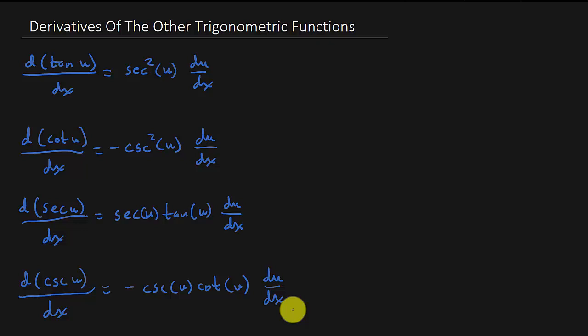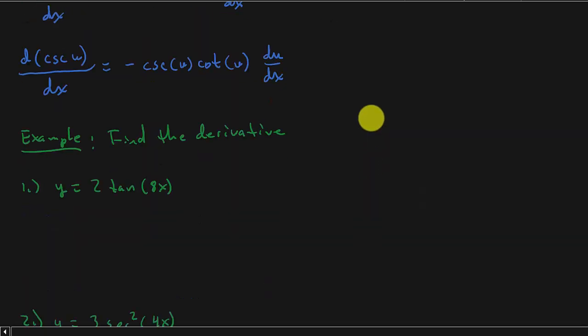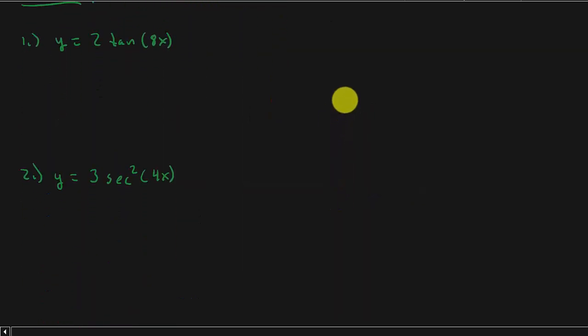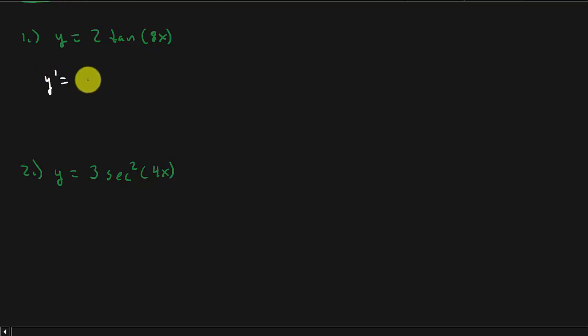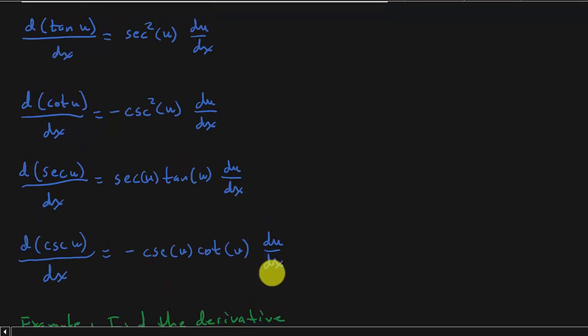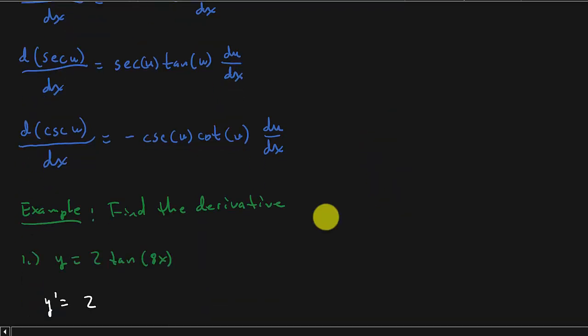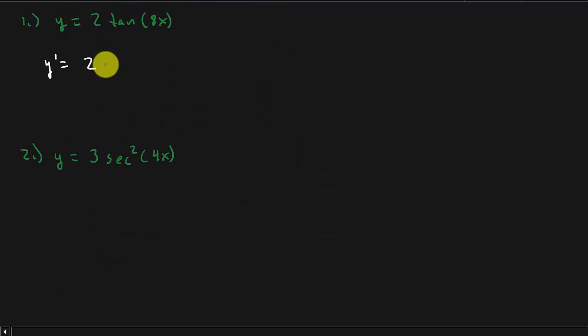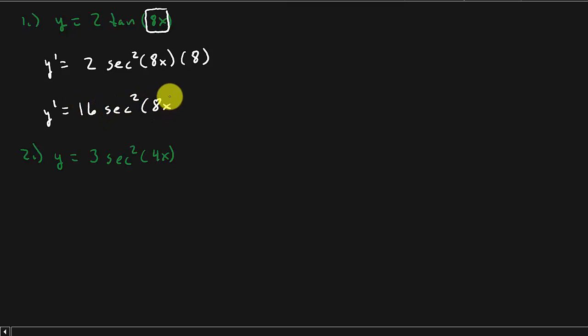All right, let's get started with some examples. Find the derivative. So we've got y prime is equal to 2. Now, what's the derivative of tangent? What I would do is pause the video right now and write all those down if you haven't already, so you'll have them right there as we work through the problems. So the derivative of tangent is secant squared, and then it's times the derivative of what you're taking the tangent of. The derivative of 8x is 8, and so I get y prime is 16 secant squared 8x. And there's your derivative.